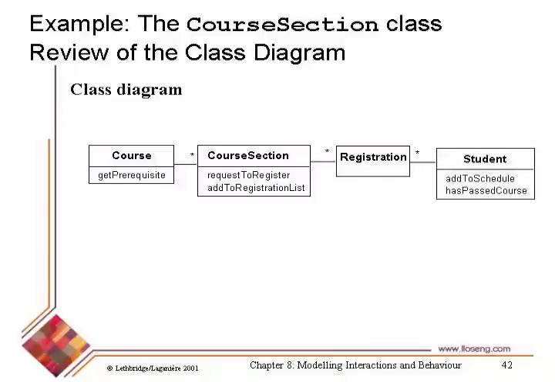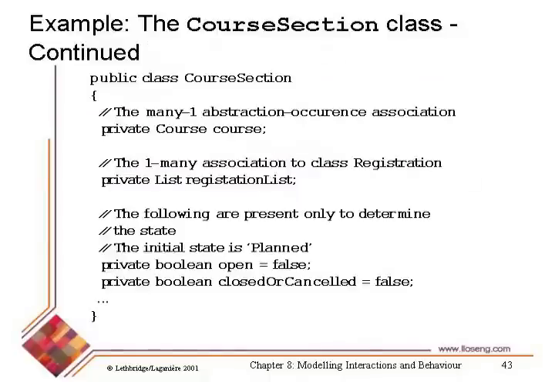We would also presumably have here close and cancel as well. I should have shown them, but they are also going to be important. Okay, so some of the code for the course section class then. We have a variable showing the course object. Okay, the many-to-one association, the abstraction occurrence association from the course to the course section.